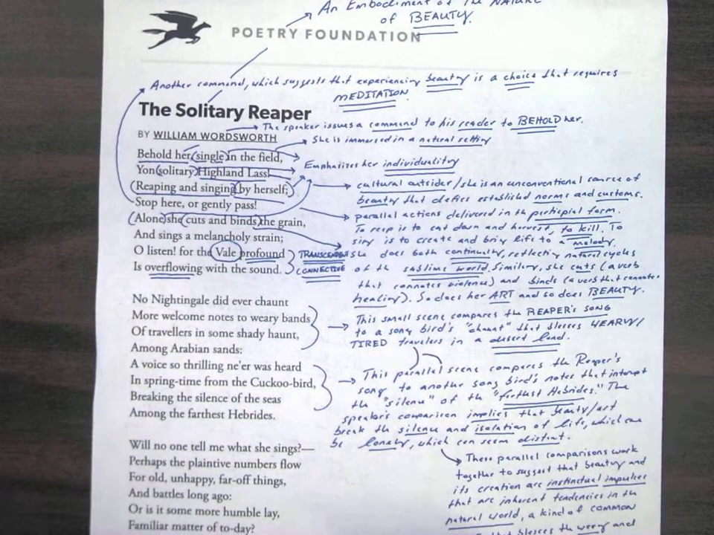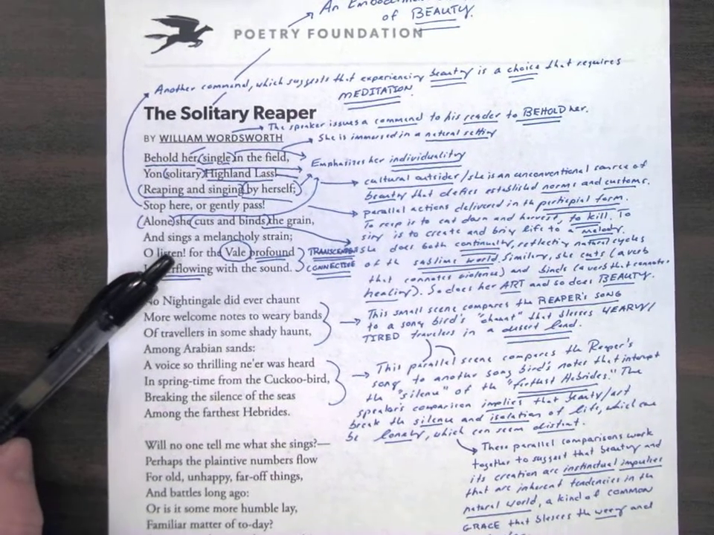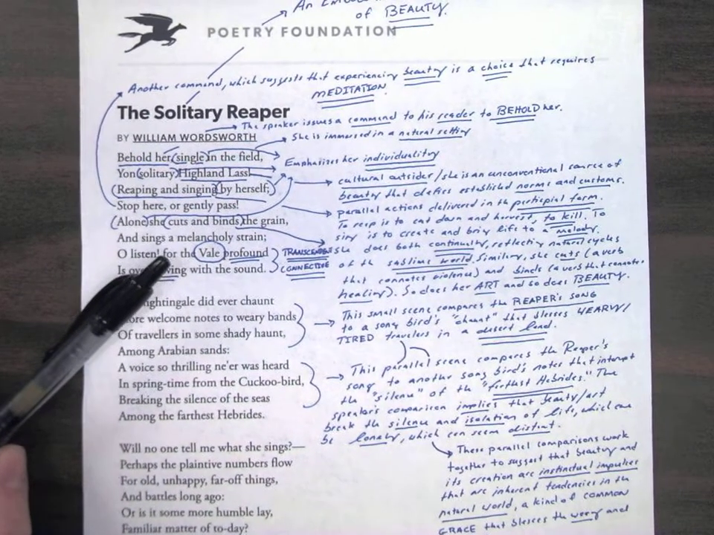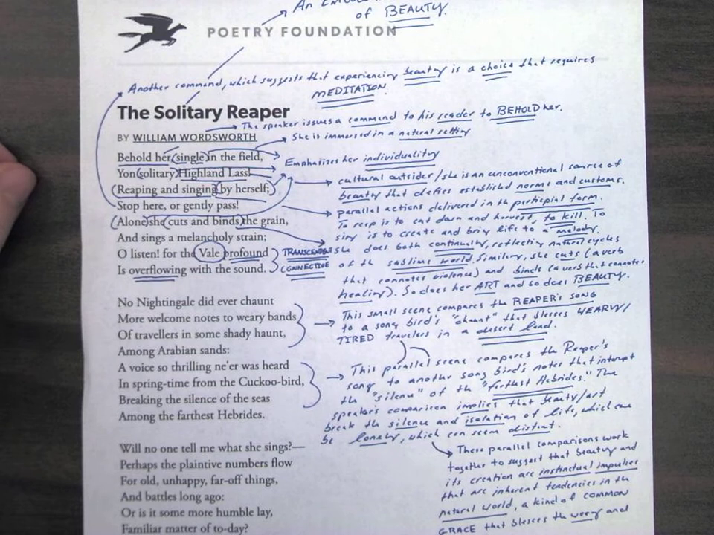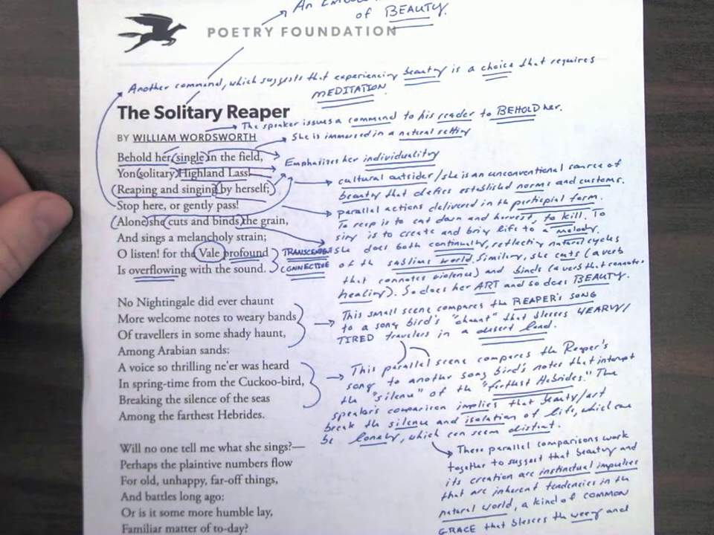So let's jump into this first stanza and analyze the connotations of the images, the figures of speech, the word choice, the syntactical structures and patterns and rhythms used in this first stanza. Wordsworth writes, "Behold her, single in the field, yon solitary Highland lass, reaping and singing by herself. Stop here or gently pass."